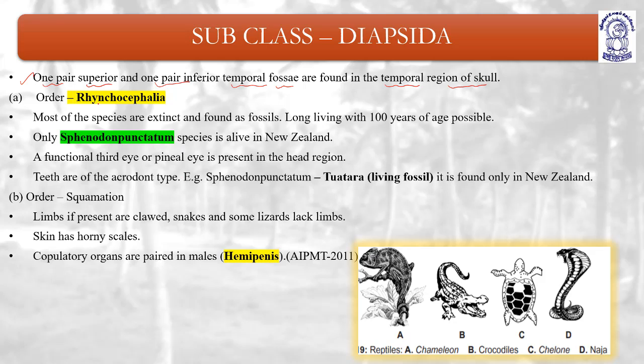Order Rhynchocephalia. Most of the species are extinct and found as fossils. They are long living, with 100 years of age possible. Only the species Sphenodon punctatum is alive, and it is endemic to New Zealand.